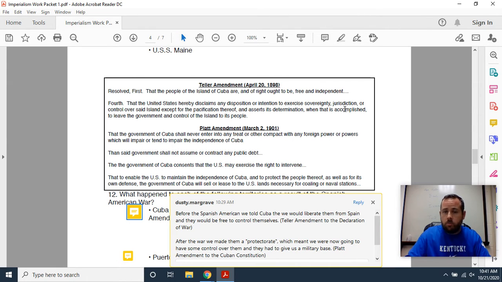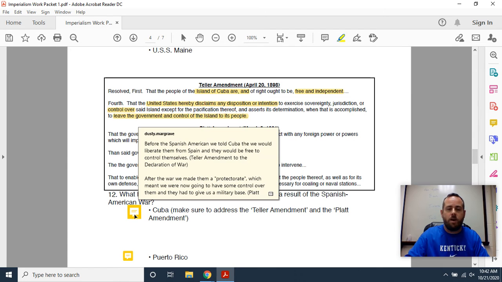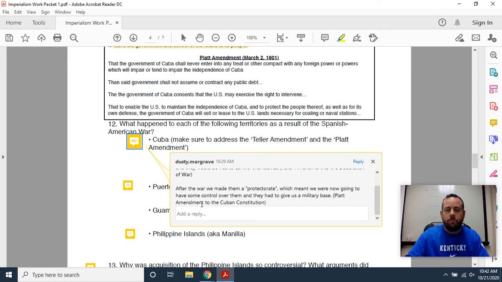And when this is all over, when it's accomplished, to leave the government and control of the island to its people. So let's just highlight some of that. The island of Cuba is free. The U.S. disclaims any disposition to control, and that they're going to leave the government to control its own people. That was what the Teller Amendment said. However, I'm going to come back down here. After the war, we don't necessarily keep that promise.